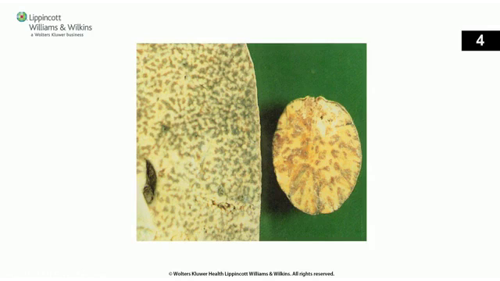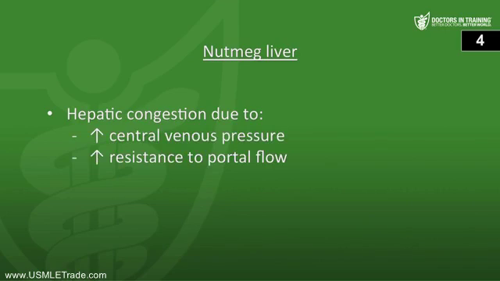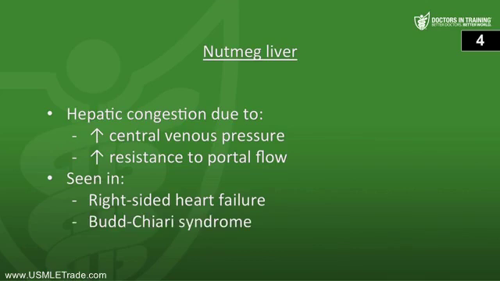Nutmeg liver is caused by hepatic congestion, so that if you looked at the liver grossly on biopsy or on autopsy, it kind of looks mottled like the cut surface of a nutmeg. Now we see nutmeg liver in patients with increased central venous pressure or with increased resistance to portal flow. So this would include right-sided heart failure, classically, and also Budd-Chiari syndrome, which is thrombosis or compression of the hepatic vein.